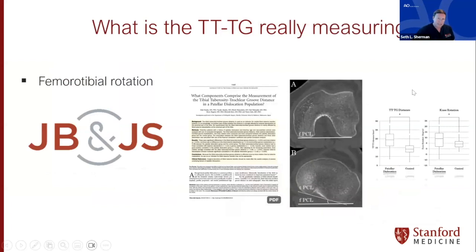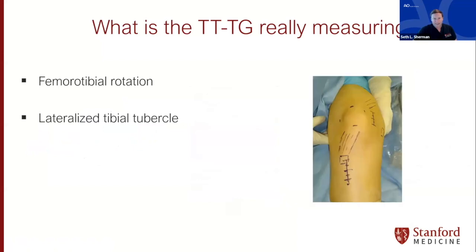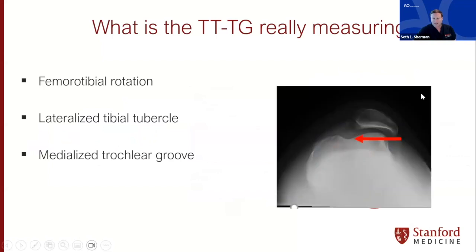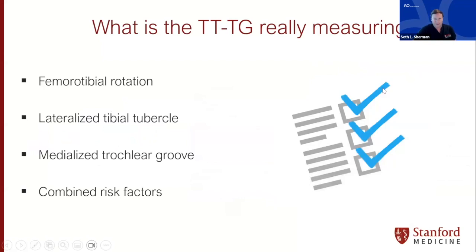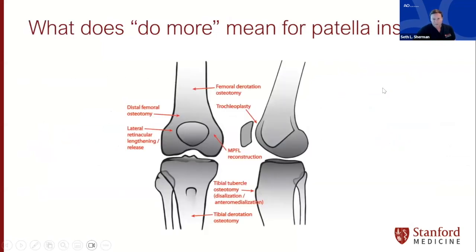A couple of things. TTTG in general can be variable and it's challenging to measure. But more importantly for this talk, what is it actually measuring? We can see from this paper, for example, that TTTG can be a surrogate for femorotibial rotation. Of course, it can also show us a lateralized tibial tubercle. It can show us, additionally in dysplasia, a medialized groove center. And more practically, it's probably a combination of all of the above risk factors. And so when we talk about doing more than an MPFL, what does doing more mean?